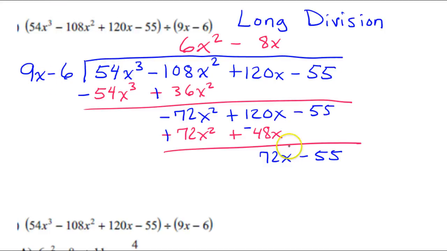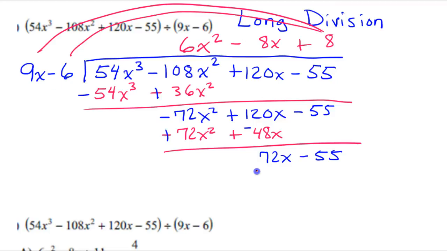Again, I'm looking at the 9x, and now I'm looking at the 72x. So 9x times what is 72x? Well, again, 9 times 8 is 72. So 9x times 8 will be 72x. And then I will take my 8 and do the distributive property. So 8 times 9x, of course, is 72x. 8 times negative 6 is negative 48. And then we subtract by changing the signs. All right, these cancel out, but this is going to make negative 7.